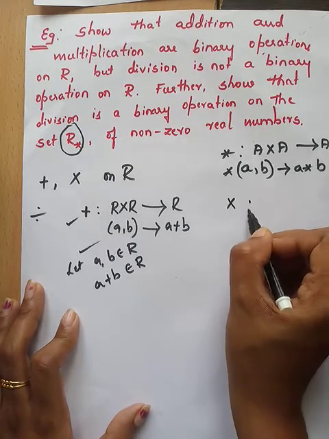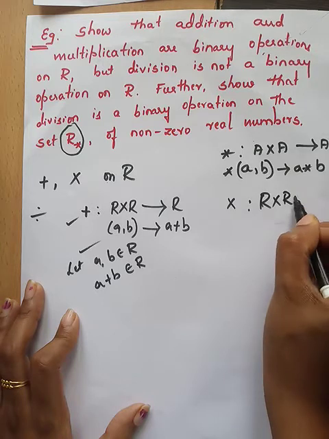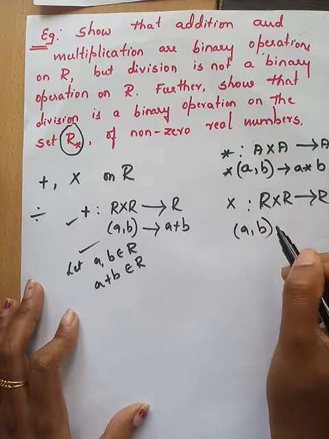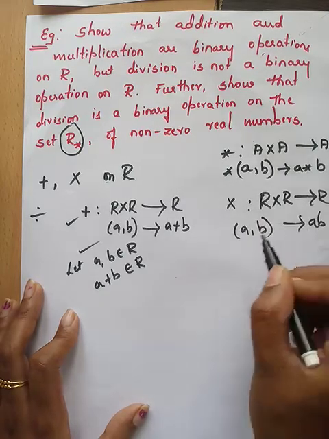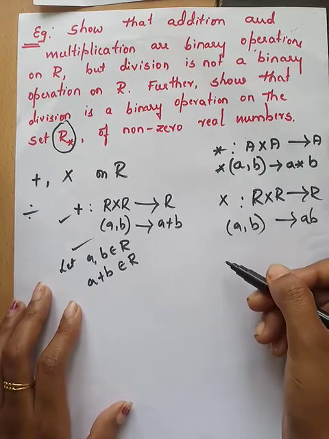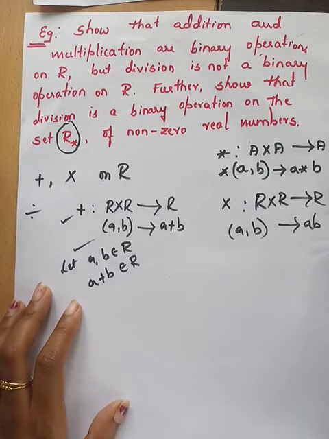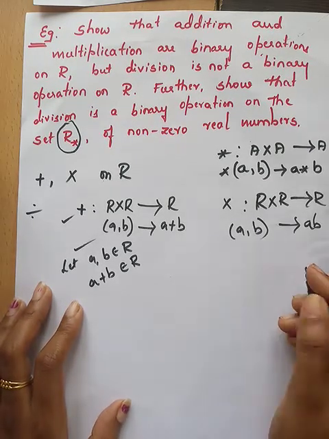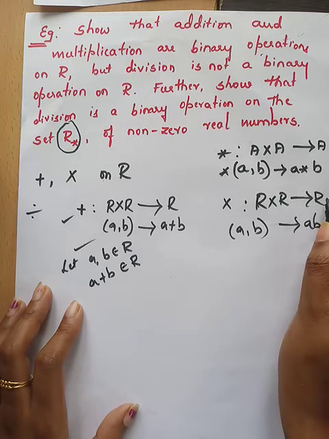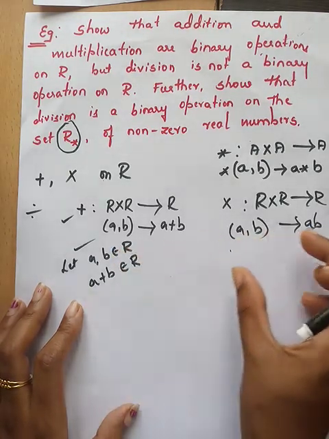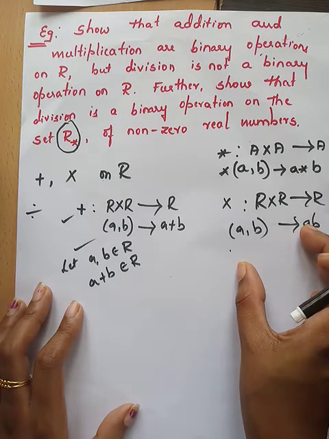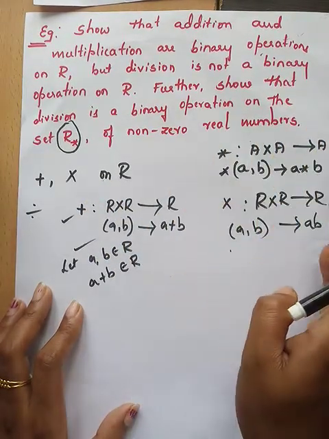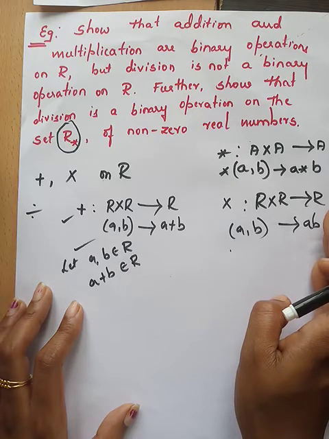Now if we go for multiplication, again from R cross R to R, if you multiply any two elements A comma B from R cross R, you'll get again a real number. You won't get an answer which is not defined, because the real number set, though it is an infinite set, if you take any elements from the real numbers and multiply, you'll get back a real number itself. So generally we can say that addition and multiplication are binary operations, because if we take any elements from the real numbers and perform the particular operation, we'll get back an element which belongs to the given set.